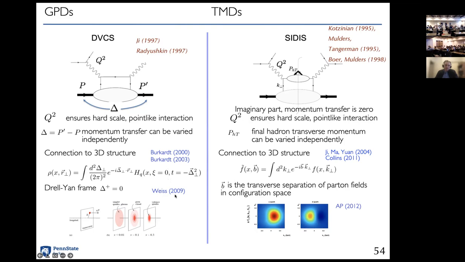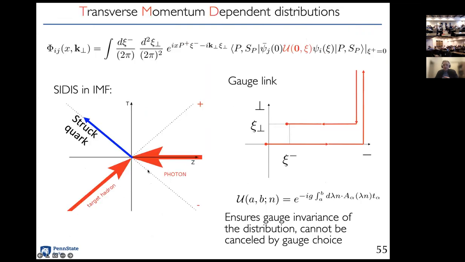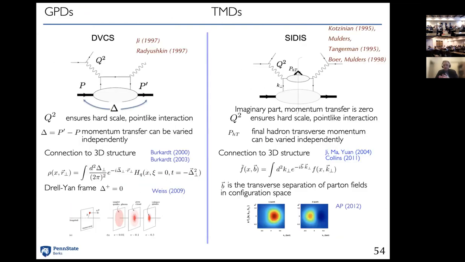And Christian Weiss in 2009 actually gave those pictures. So what one can naively see is that if x is very large, then it should be very close to the center of mass of the nucleon. So this one parton carries the whole momentum of the nucleon, so that the distribution should shrink as x becomes large. And indeed, from experimental data, that's what we see.